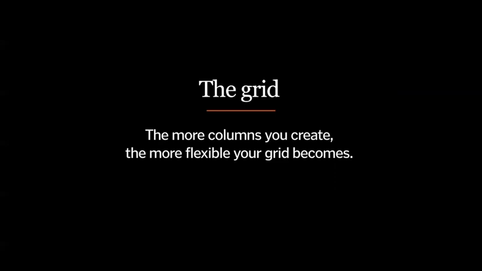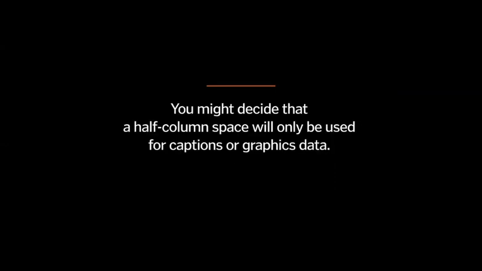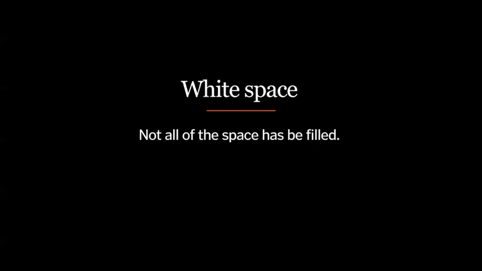So the more columns you create, the more flexible your grid becomes. And you might decide that a 1/2 column space will only be used for little tiny text, like agate text or a caption or graphics data. Or a piece of text or an image can fill 1 column or it can go across several, but you still have that structure that holds it together. And with white space, not all of the space has to be filled.